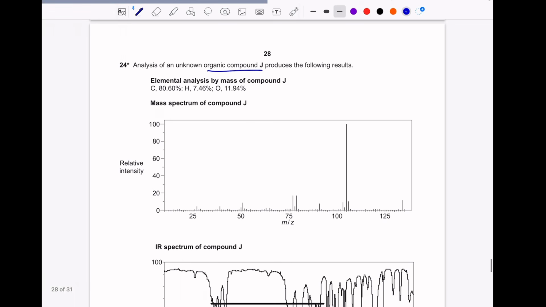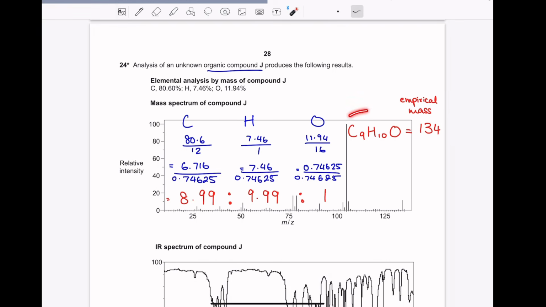So I would start with the elemental analysis, and that's to find the empirical formula. So here's the empirical formula that I've determined by taking these percentage values to be the mass of the element, dividing it by its MR to find the moles, and then dividing each of the moles by the smallest mole number to get this ratio.